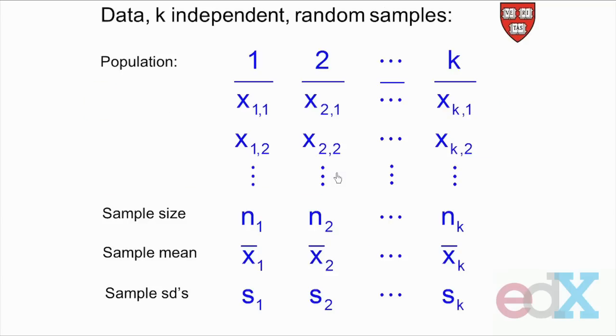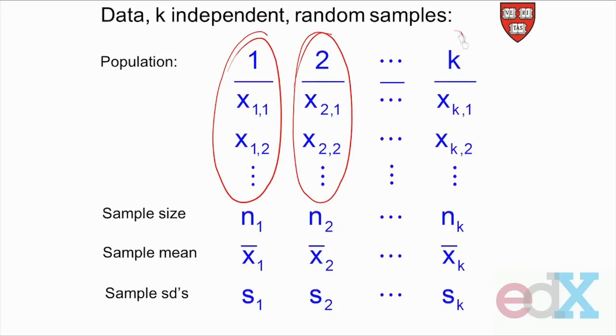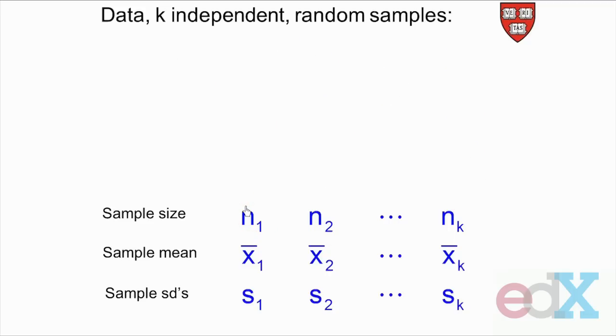Okay, so here they are. Here are my k samples. Under the null hypothesis, I'm sampling from the same population. They're different sample sizes, okay, but the null hypothesis is that I'm sampling from the same population. All right, so let me get rid of those.